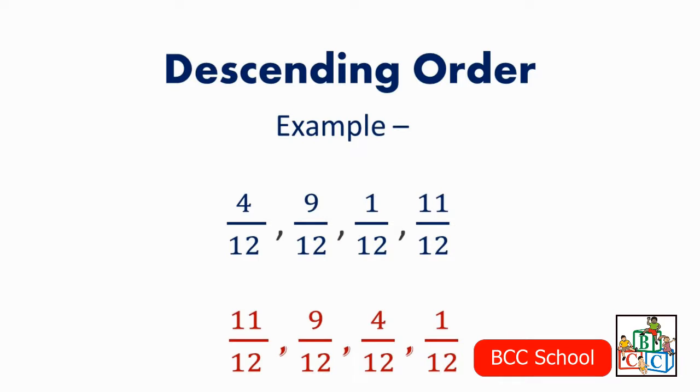Let us now arrange these fractions in descending order. We start by the largest fraction. First, we have 11 over 12, then 9 over 12, then 4 over 12, and finally 1 over 12.